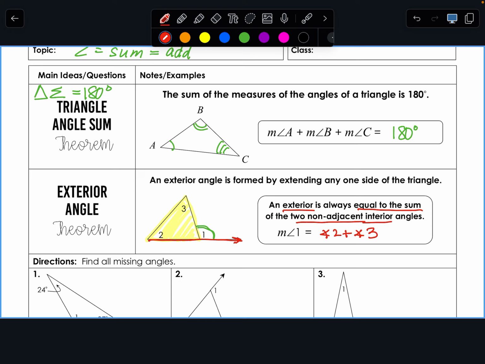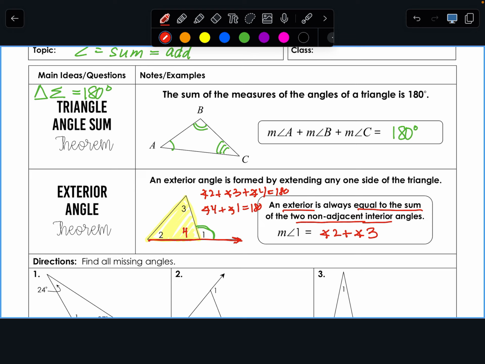Now I want you to think about that, because what does this have to equal right here? 90? No, a straight line. 180. So that has to equal 180, and all I'm missing is this little piece. So let's just call this angle 4 for a second. Angle 2 plus angle 3 plus angle 4 equals 180. Angle 4 plus angle 1 equals 180.